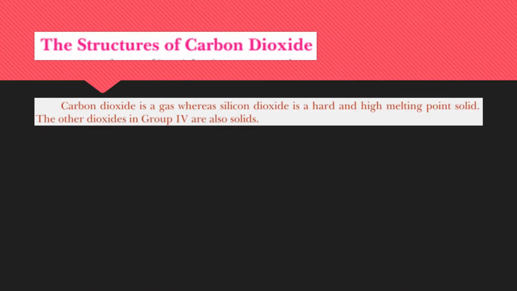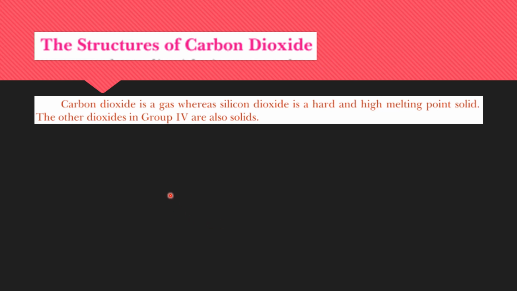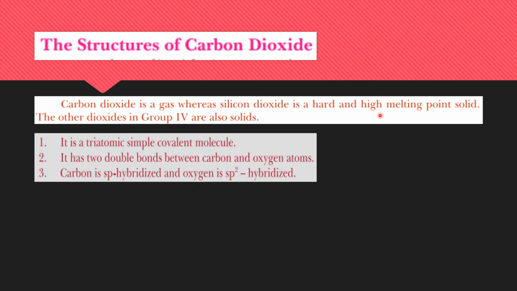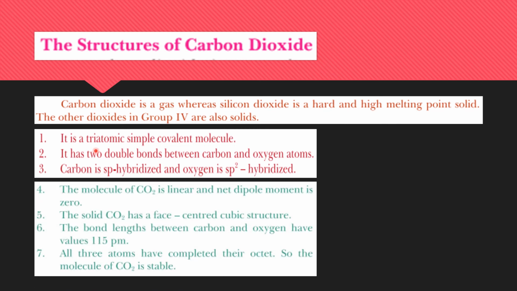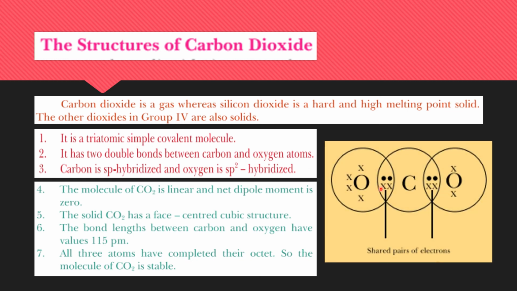Now about the structure of the oxides. First one is carbon dioxide. Carbon dioxide is a gas, but silicon dioxide is a hard, high melting point solid. And other oxides of group 4 are also in the solid state. First, the properties of carbon dioxide. Carbon dioxide is a triatomic simple covalent molecule. We can see here it consists of three atoms, carbon and two oxygen atoms. So it is a simple triatomic covalent molecule.